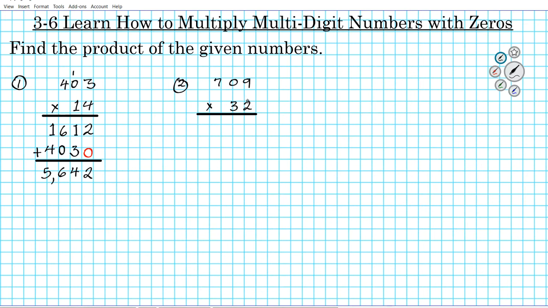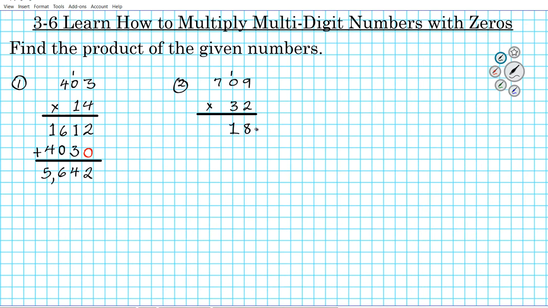All right, so 2 times 9. 2 times 9 is 18. 8, carry 1 over, since we can only place 1 digit here. 2 times 0 is 0, so what do we put here? We carried over a 1, so we're going to add that 1 to that 0, which yields a 1.